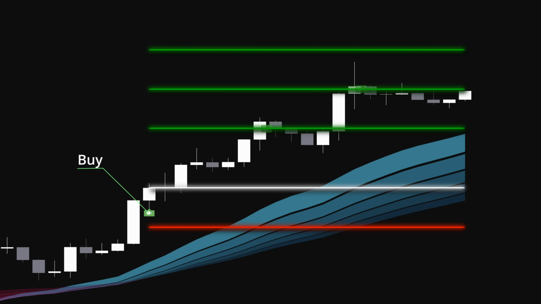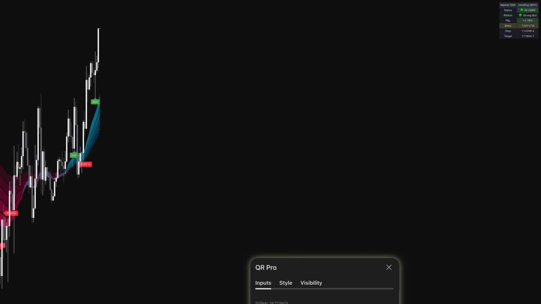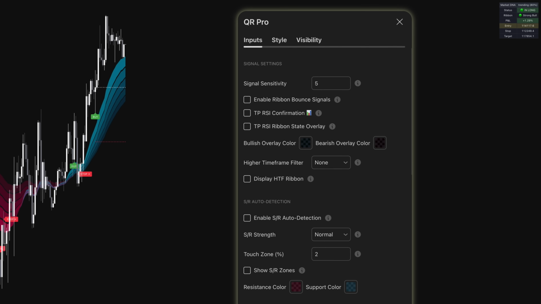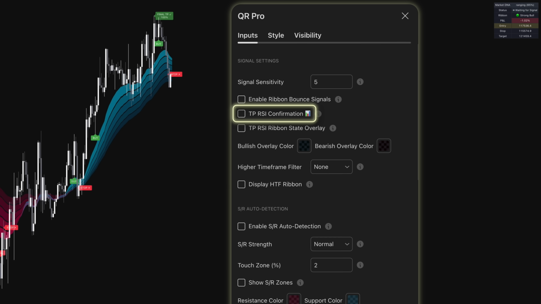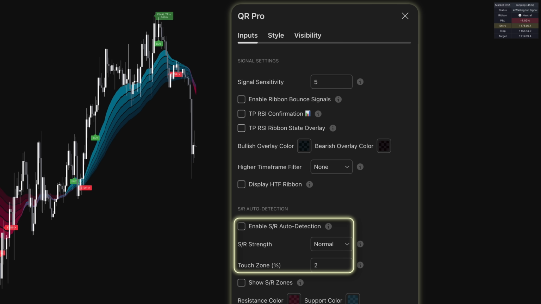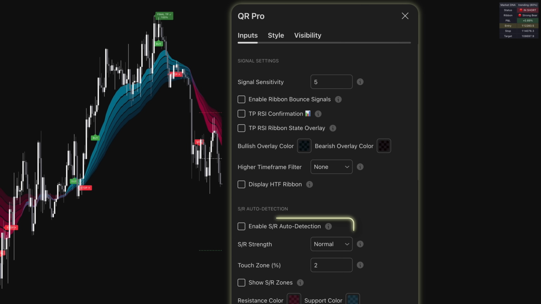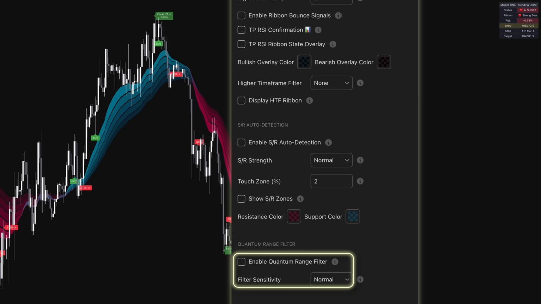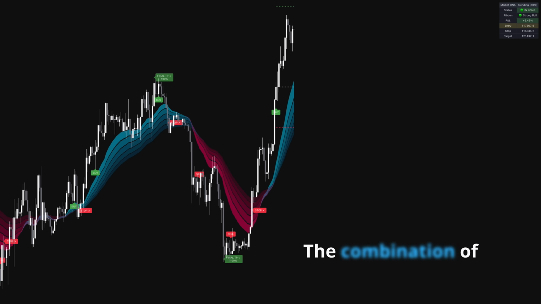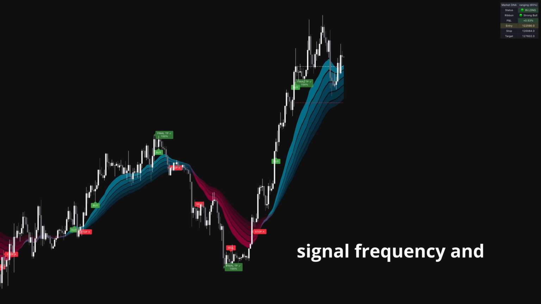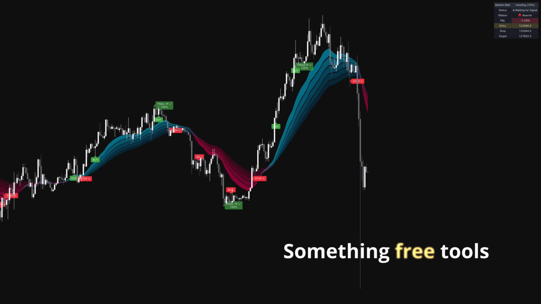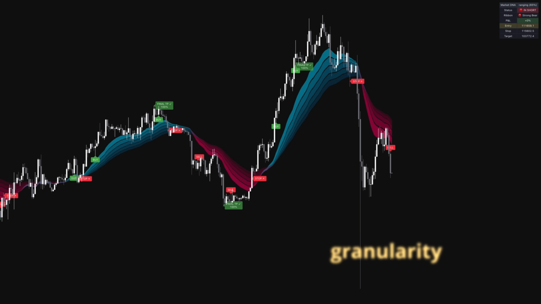A layered filter stack sits on top of the signal engine. Each filter can be toggled independently. A higher time frame confirmation module, a TPRSI ribbon alignment check, a support and resistance proximity detector, and a quantum range filter that suppresses signals entirely during low volatility ranging conditions. The combination of these filters is what gives traders meaningful control over signal frequency and quality, something free tools rarely offer at this level of granularity.